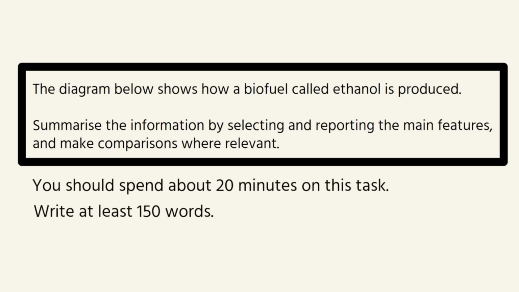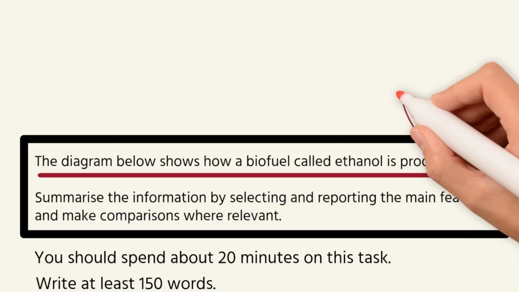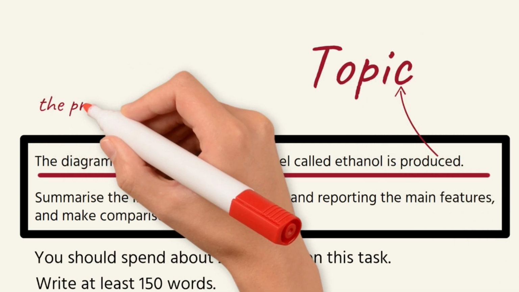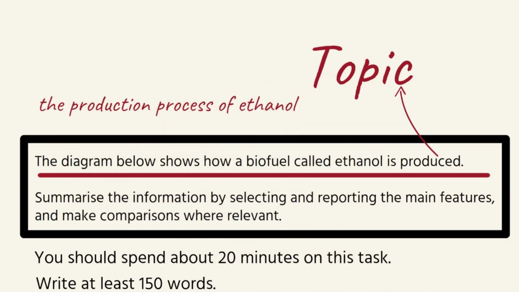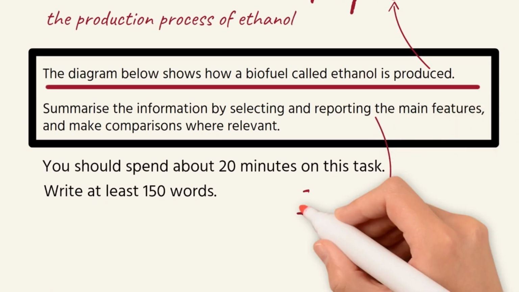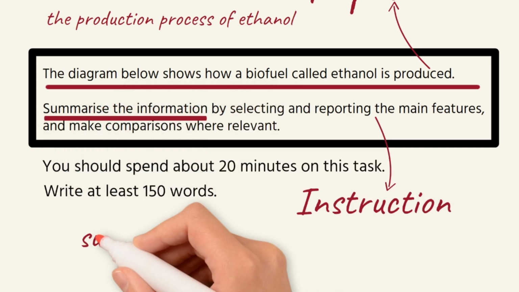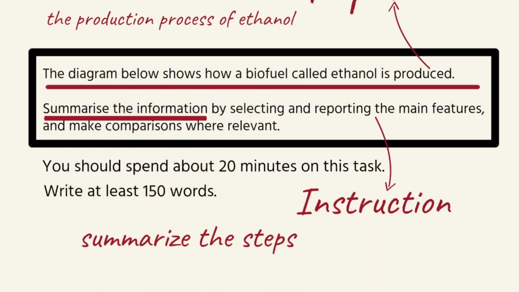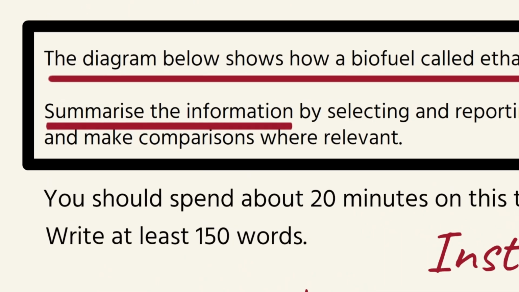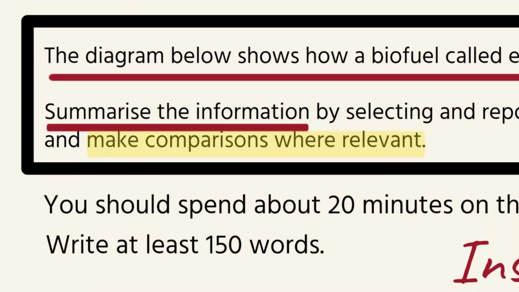First, the topic. The key here is understanding that the diagram illustrates the production process of ethanol. Next, the instruction. The task asks you to summarize the key steps in the process. Attention, for process diagrams, you don't need to make any comparison.